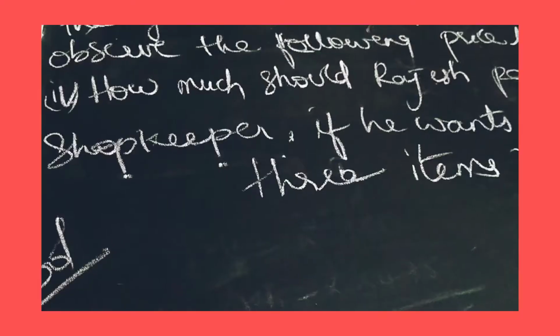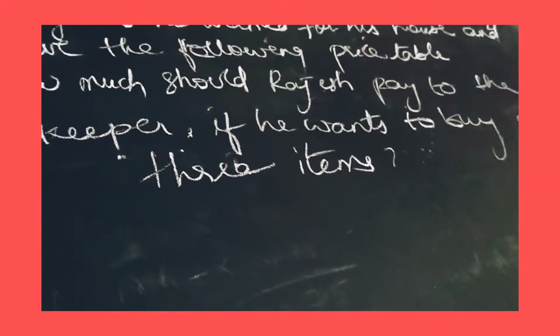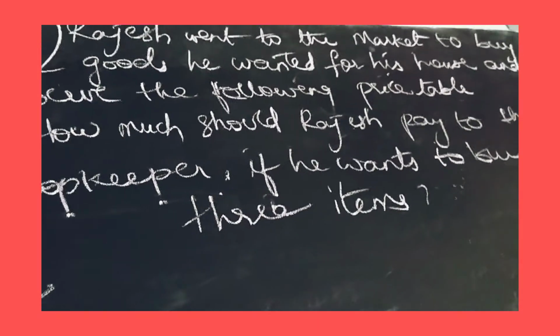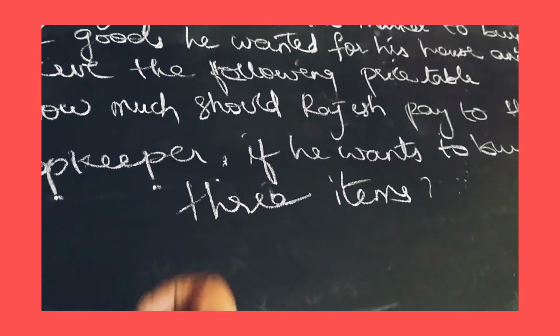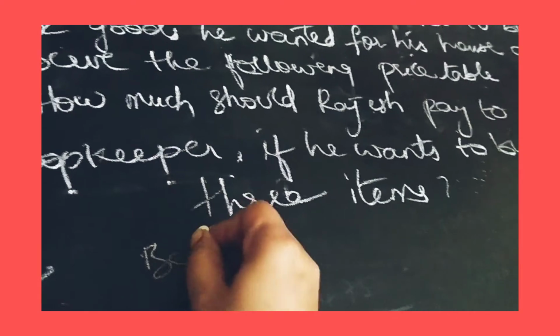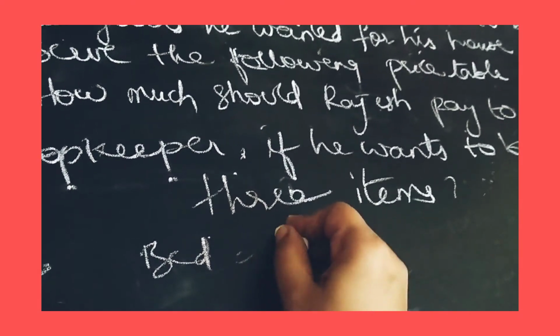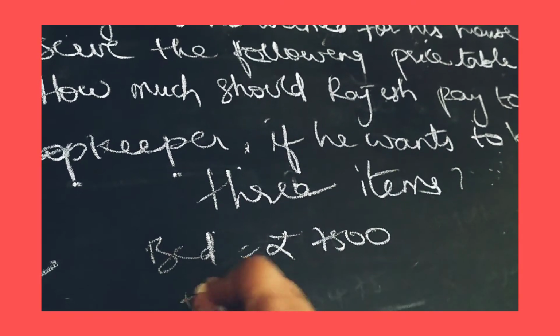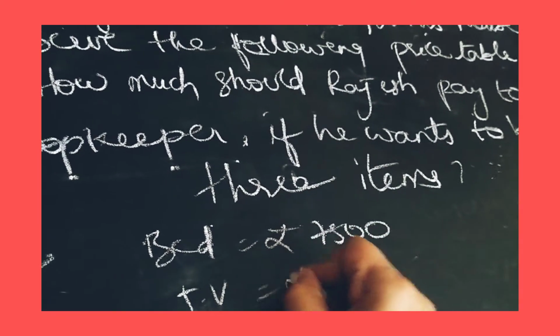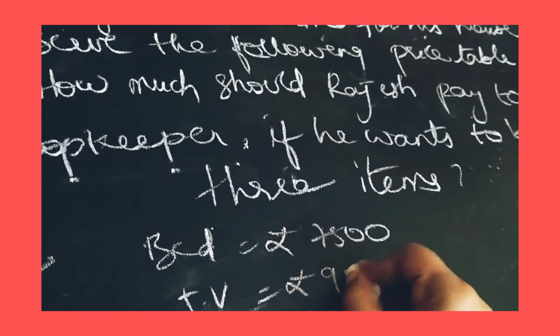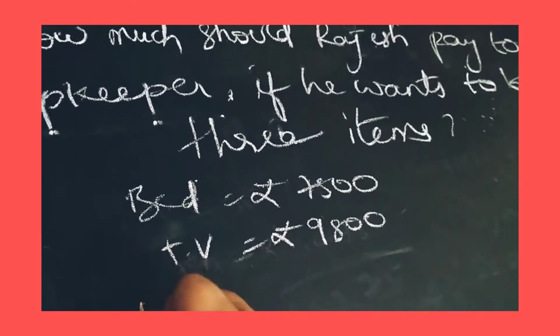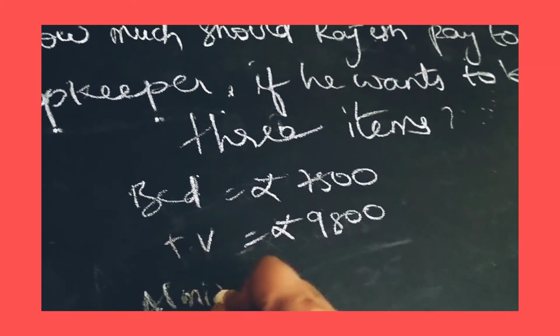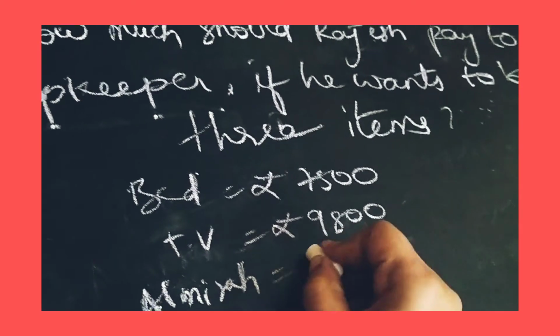Okay, this is the third. Now the fourth bit is how much should Rajesh pay to the shopkeeper if he wants to buy all three items. Okay, all three items means bed, TV and almirah. So bed, what is the price of bed? It is rupees 7,500, and TV is rupees 9,800, and almirah is rupees 5,475.